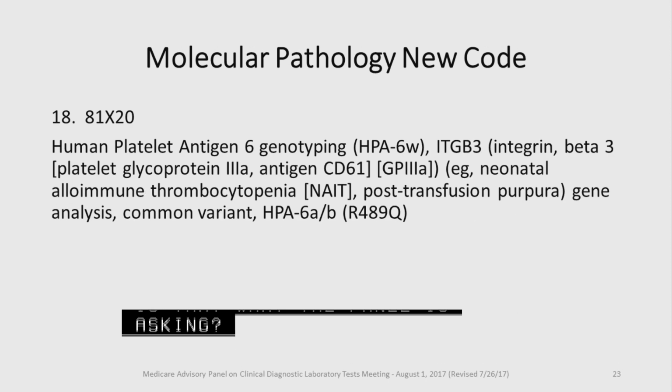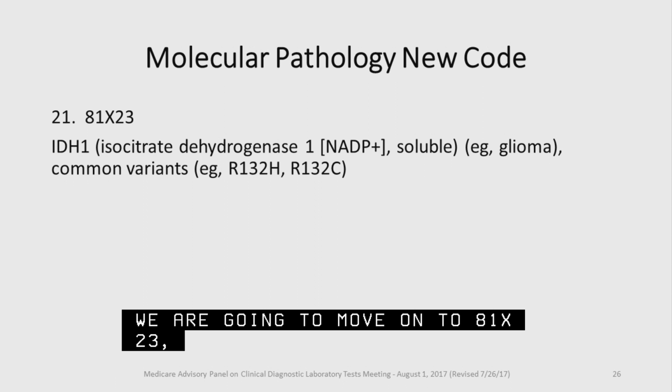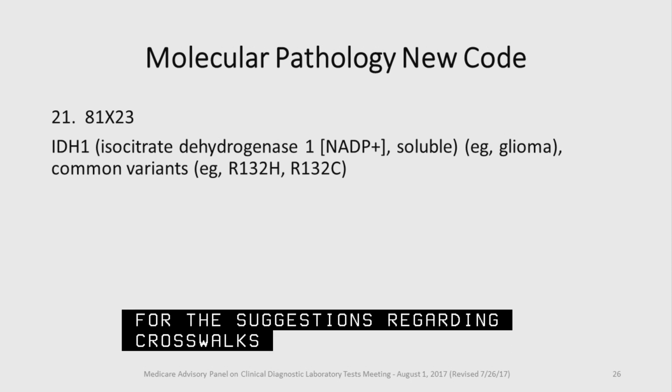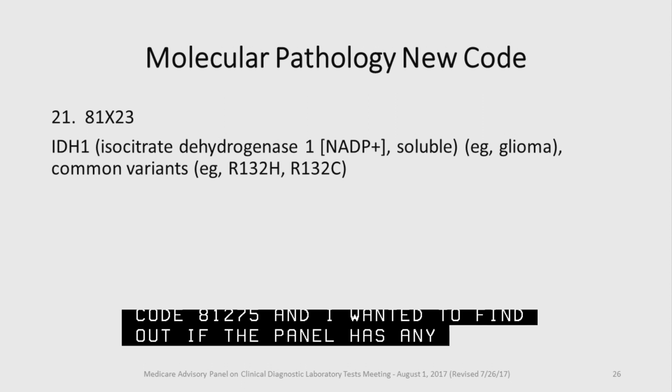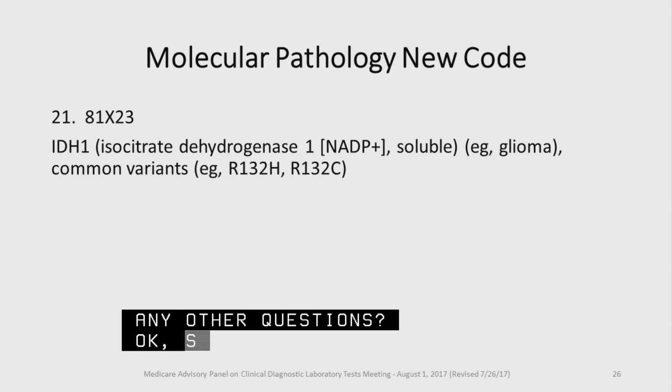So we're going to move on to 81X23. That's the IDH1 common variants. For the suggestions regarding crosswalks for 81X23, we have the code 81275. I wanted to find out if the panel has any questions for the presenters for 81X23. Any other questions? Okay, so the panel, I assume, is ready to vote, so you can submit your ballots.